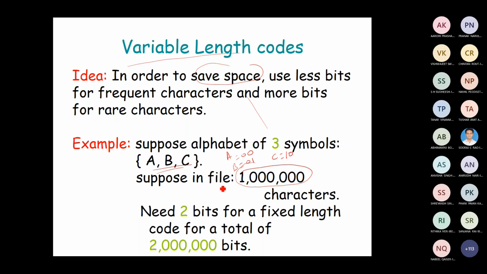10, like this. Because of this fixed length code, I am using 2 bits for each and every symbol. So irrespective of whether A appears more number of times or B or C, I am going to use 2 bits for each and every symbol. So I require 2 lakh bits to represent the information made up of 1 lakh characters.